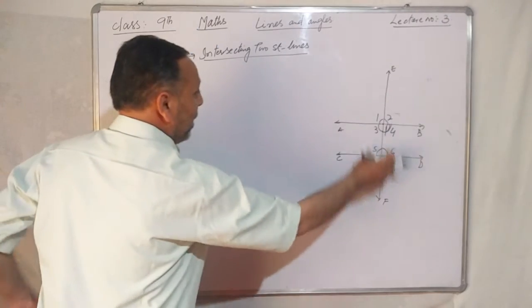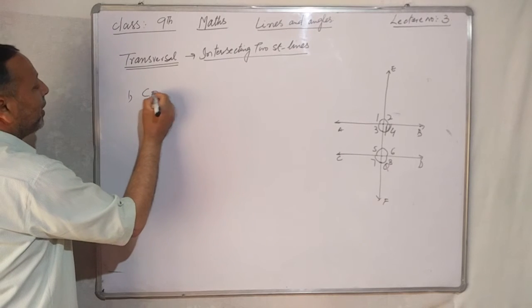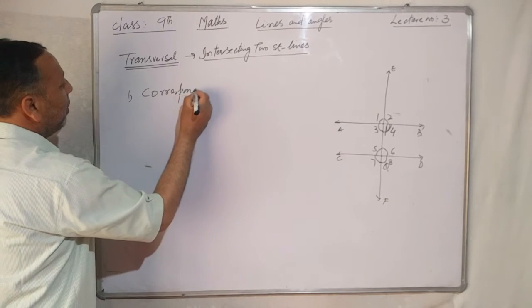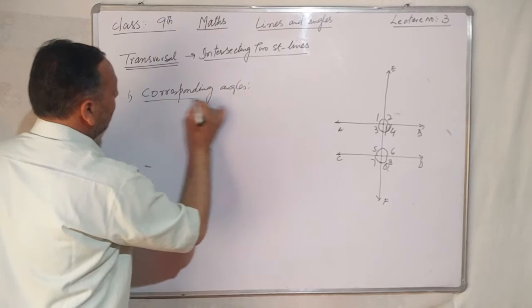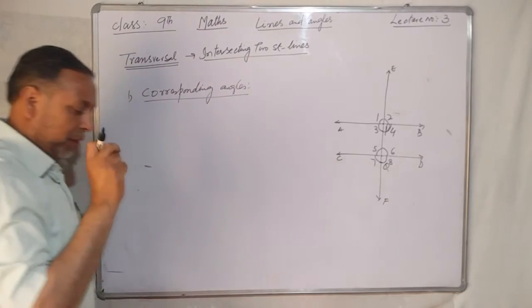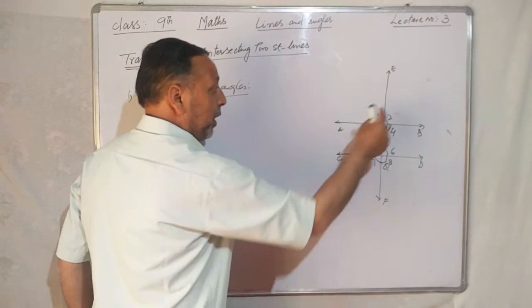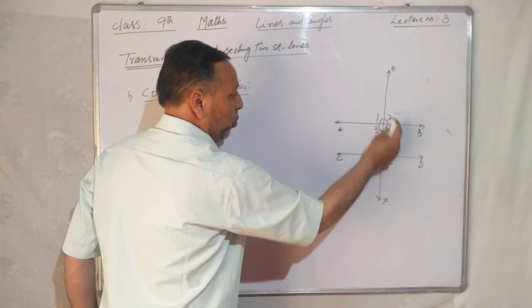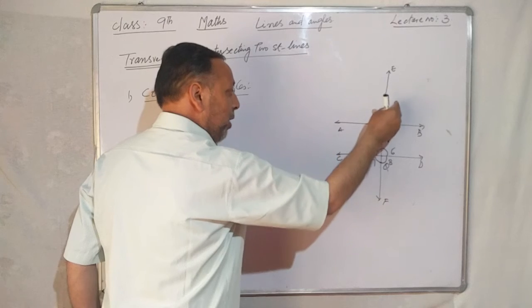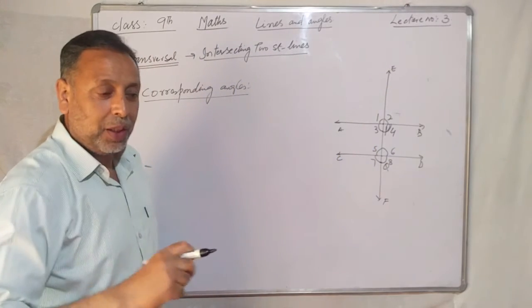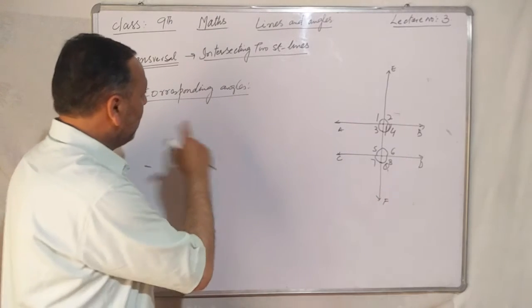Now these exterior and interior angles are categorized into different groups. The first group is corresponding angles. What is a corresponding angle? These are two angles on the same side of the transversal, one exterior angle and one interior angle, such as 2 and 6, having no common vertex and no common arm. Such angles are called corresponding angles.